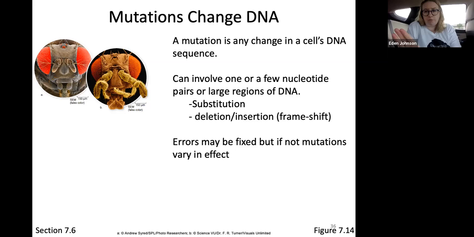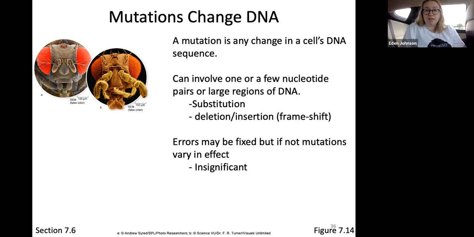One with 2, or 1 with 3, you have just shifted the entire thing. You're not going to be making the same protein anymore. So errors can be fixed, but the mutations are going to vary in effect.